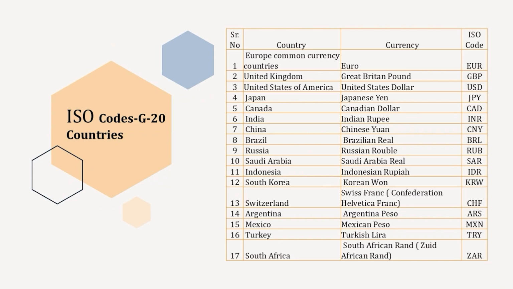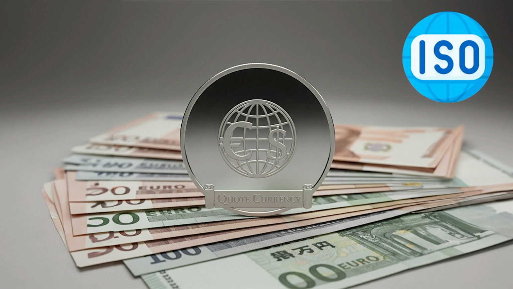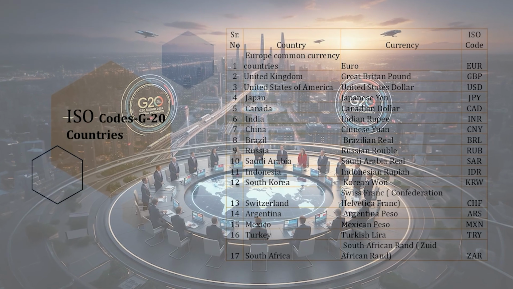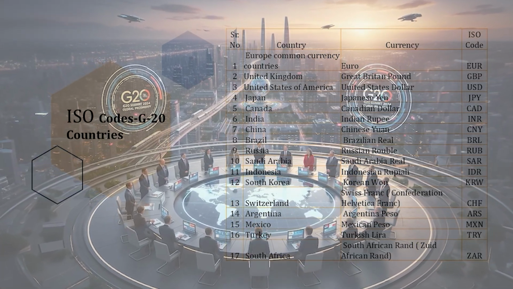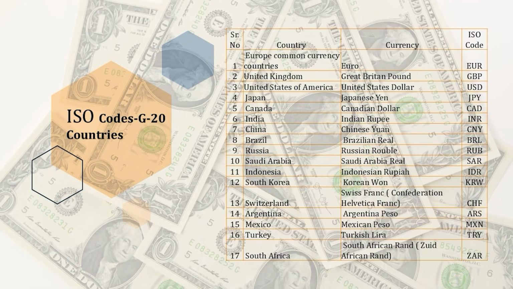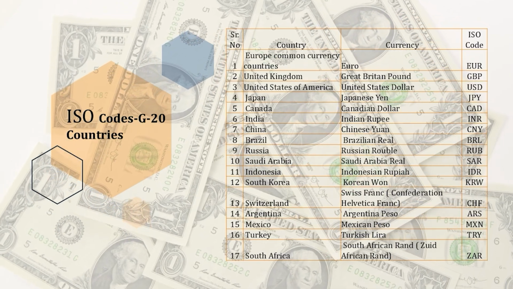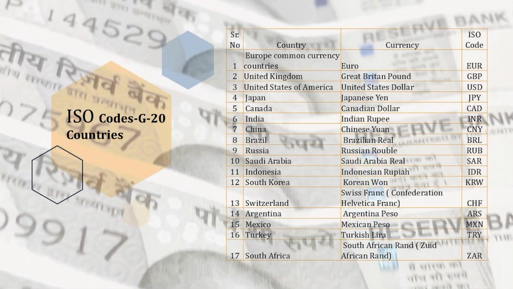Now that we've understood base and quoted currencies, let's move to the ISO codes used for currencies, especially for the G20 countries. Currencies in the global FX market are standardized using ISO 4217 codes. These are always 3-letter codes. The first 2 letters usually represent the country. The third letter represents the currency name. For example, USD is equal to United States dollar. JPY is equal to Japanese yen. INR is equal to Indian rupee.